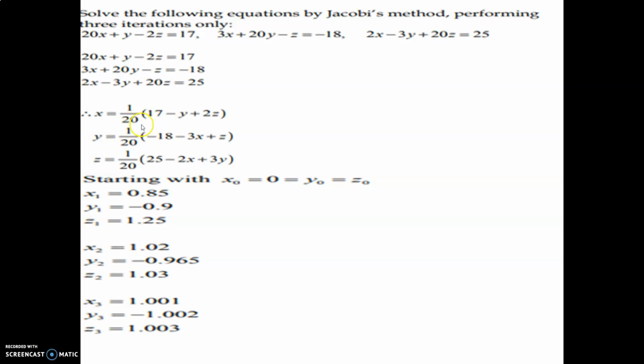x is equal to 1 upon 20 (17 minus y plus 2z), y is 1 upon 20 (minus 18 minus 3x plus z), and z is equal to 1 upon 20 (25 minus 2x plus 3y). Put x0, y0, z0 as 0: x1 = 0.85, y1 = minus 0.9, z1 = 1.25; x2 = 1.02, y2 = minus 0.965, z2 = 1.03; x3 = 1.001, y3 = minus 1.002 and z3 = 1.003.